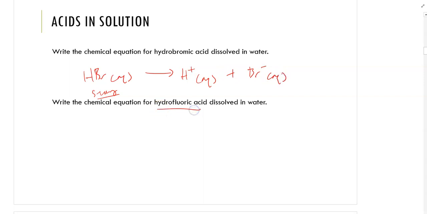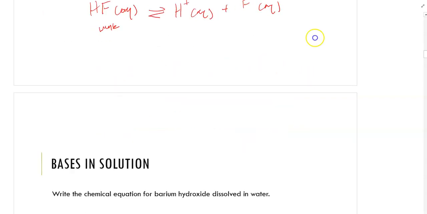Whereas hydrofluoric acid, we recognize first of all, that's HF, that's dissolved. But because it is a weak acid, we know it only partially dissociates, and we represent that with an equilibrium, meaning it's going to go back and forth between H+ and F- ions to make HF. At the same time, HF will separate into H+ and F-.